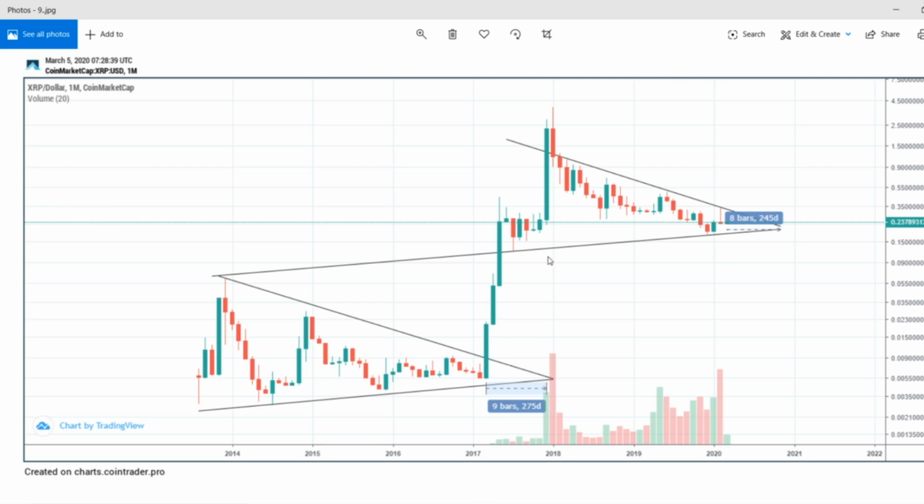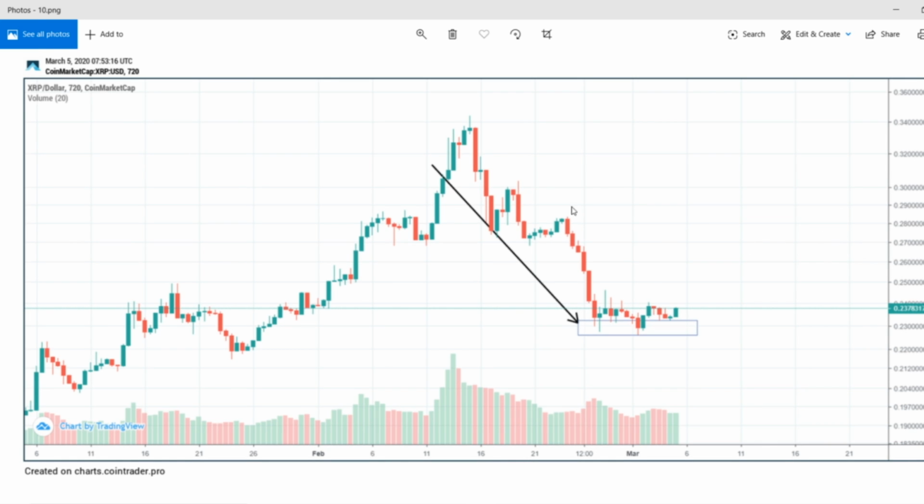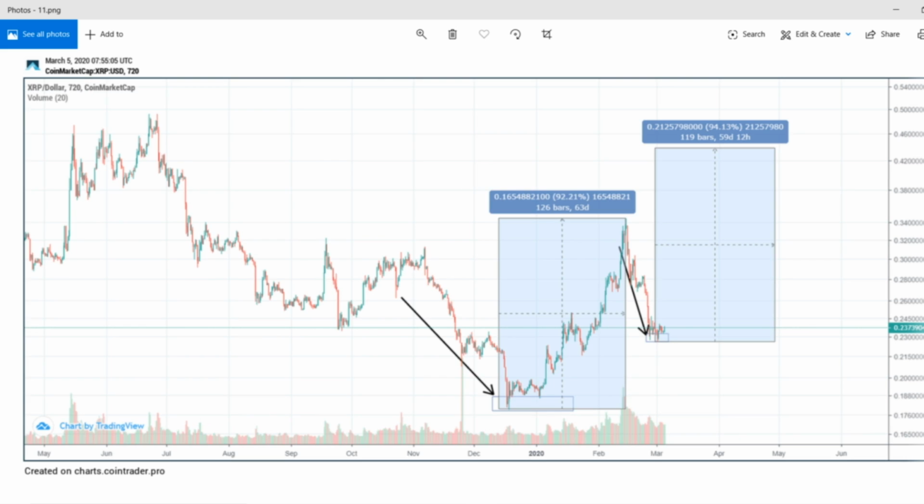Now what we have here is the support line, and we are actually just above that support line, and we are making this bullish reversal pattern on a monthly chart. You have to keep that in mind once you are going to open your trade, because at the same time, when you look at the 12-hour chart of XRP, you can also see this particular trend. This is known as a bullish checkmate.